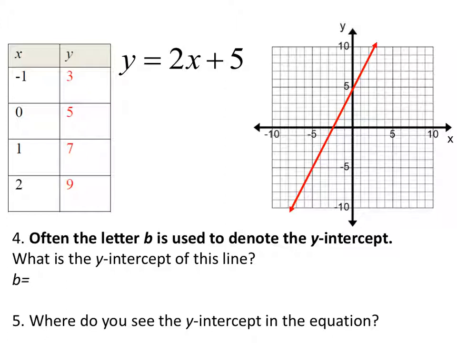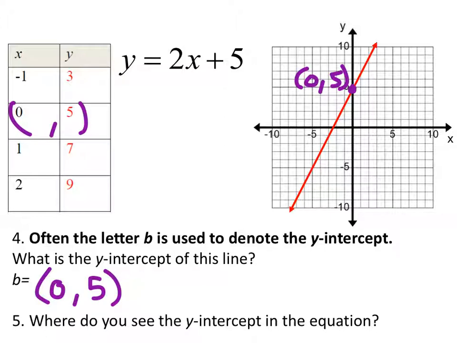So it would be, in this case, this point right here at 0, 5 on the graph, and it's shown in the table where x is 0, like this point, which is at 0, 5. Now one thing to remember on the y-intercept is the x value is always 0, no matter what, which is why it's crossing the y-axis. So we get the point 0, 5.